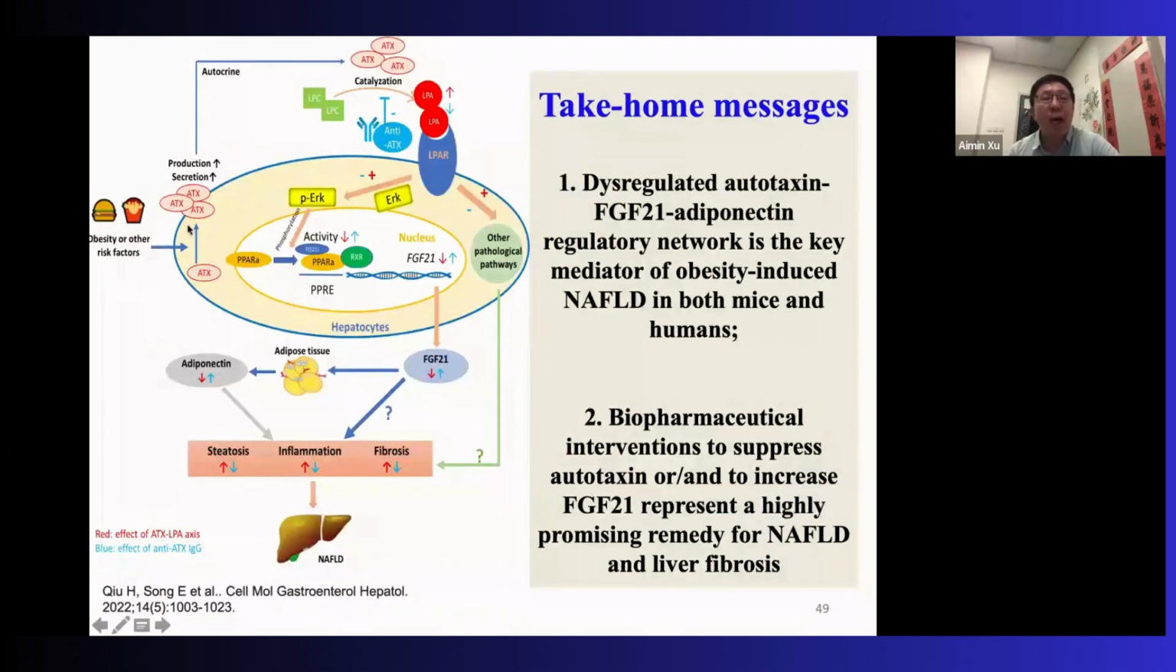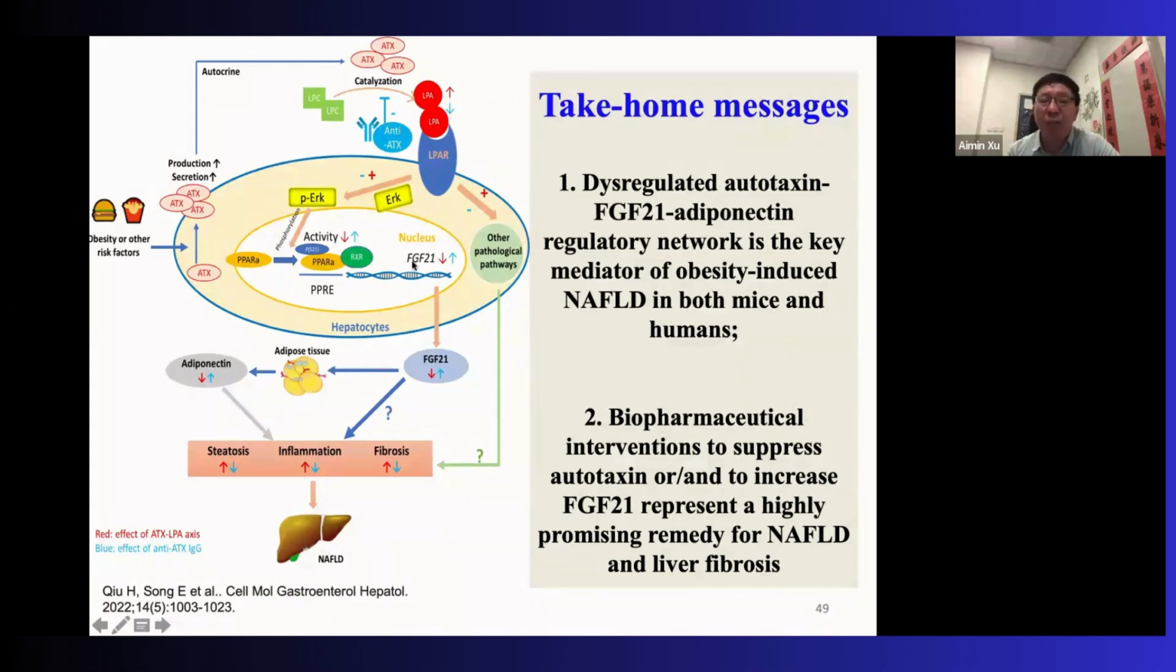In the obesity status, hepatocyte production of autotaxin is up, and the secretion is increased. This acts in an autocrine manner in the hepatocyte to produce LPA, which acts through the LPA receptor, a G-protein coupled receptor, and then activates the ERK signaling pathway. ERK then, through phosphorylation-dependent inactivation of PPAR alpha, suppresses PPAR alpha activation.